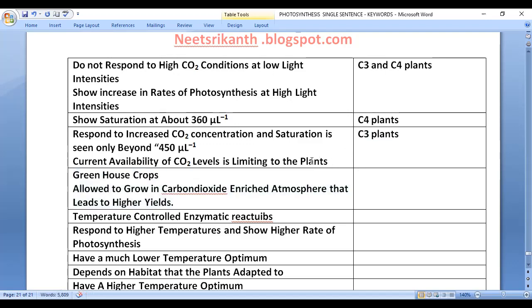Greenhouse crops are allowed to grow in a carbon dioxide enriched atmosphere, which leads to higher yields, for example tomato and bell pepper.